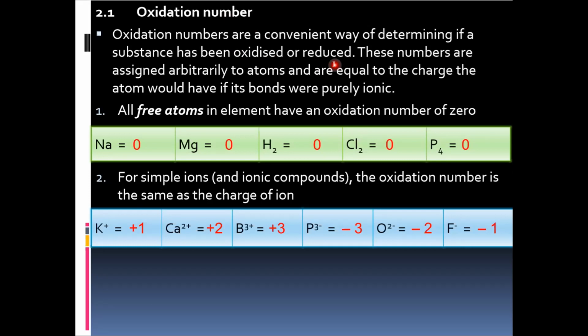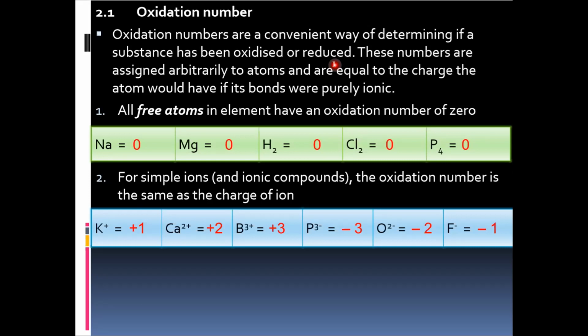These numbers are assigned arbitrarily to atoms and are equal to the charge the atom would have if its bond were purely ionic. So the meaning of that statement is this number is very similar to what we call valence number, that is the bonding number. If the bond was purely ionic, the amount of electrons it would have lost or gained is what we write arbitrarily as the oxidation number.